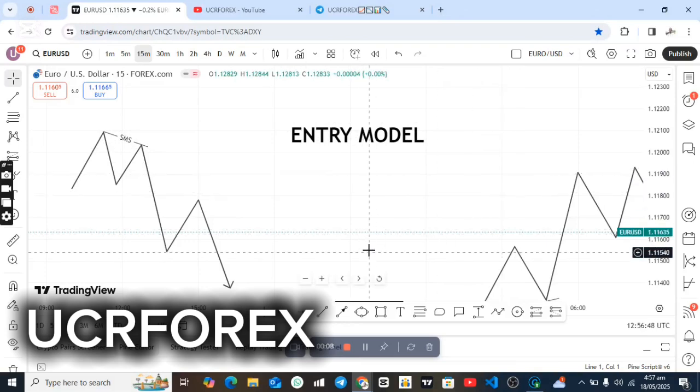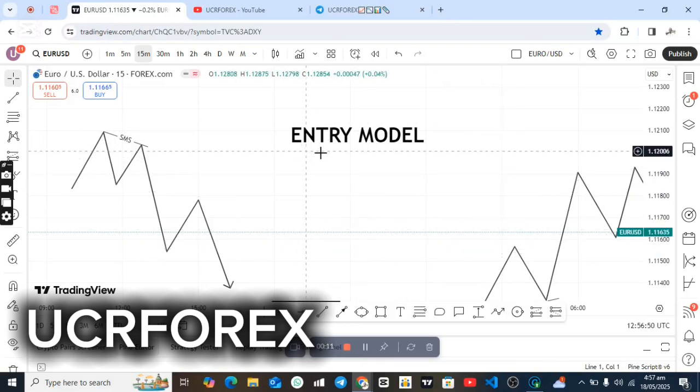In today's lesson, I'm going to be explaining to you guys every single thing you need to know about this very particular entry model I want to introduce to you guys.